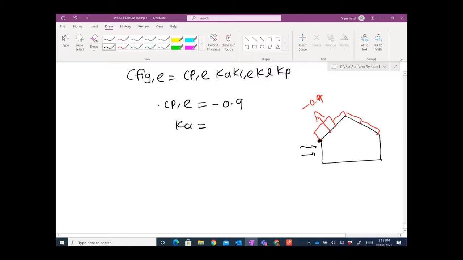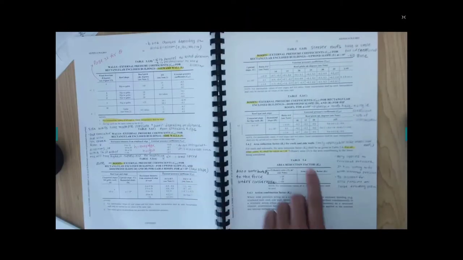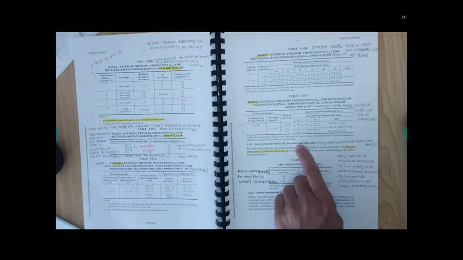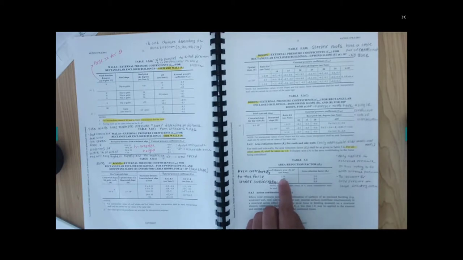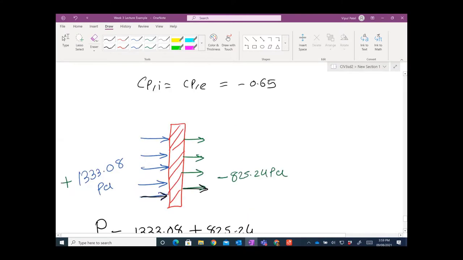KA value, again, let's check it out. We have area reduction factors here, KA, because it's roof and sidewalls, and we need to work it out for the roof. Now, what is the area of a roof? The tributary area of the roof, by the way, is 12.6 times 3.2. Where are 12.6 and 3.2 coming from?